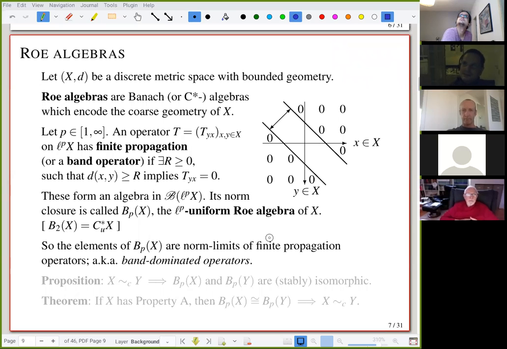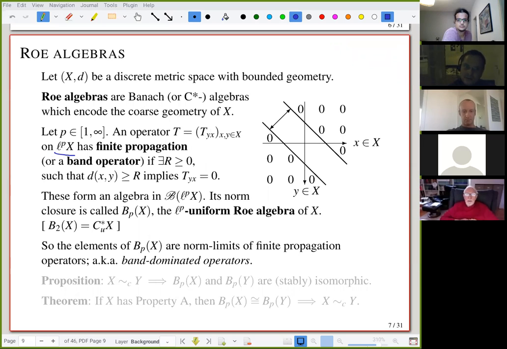So what's a row algebra? Your input is a discrete metric space with bounded geometry, so X, and the output is supposed to be some operator algebra, usually a C-star algebra, but there are Banach algebraic versions of this now. And they are supposed to somehow encode the coarse geometry of X. I'll get to the point of how they encode coarse geometry, but let's first go through the definition.